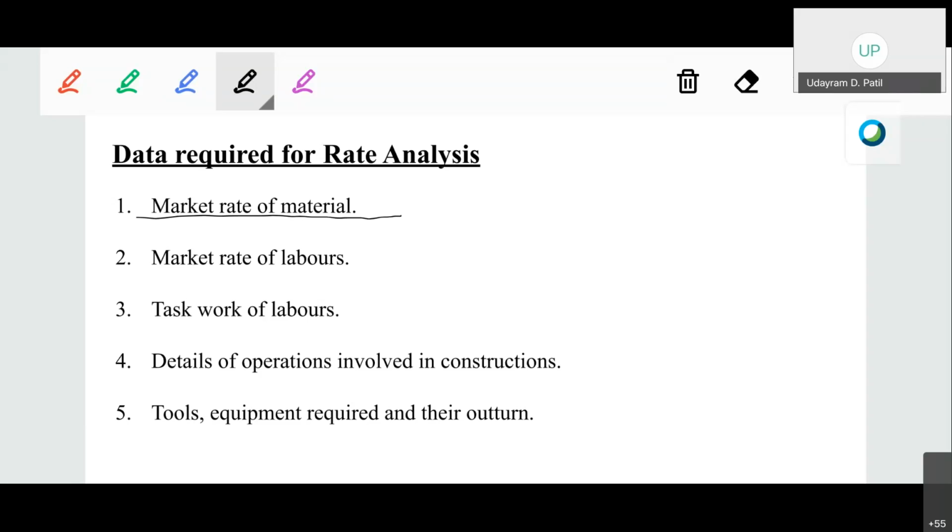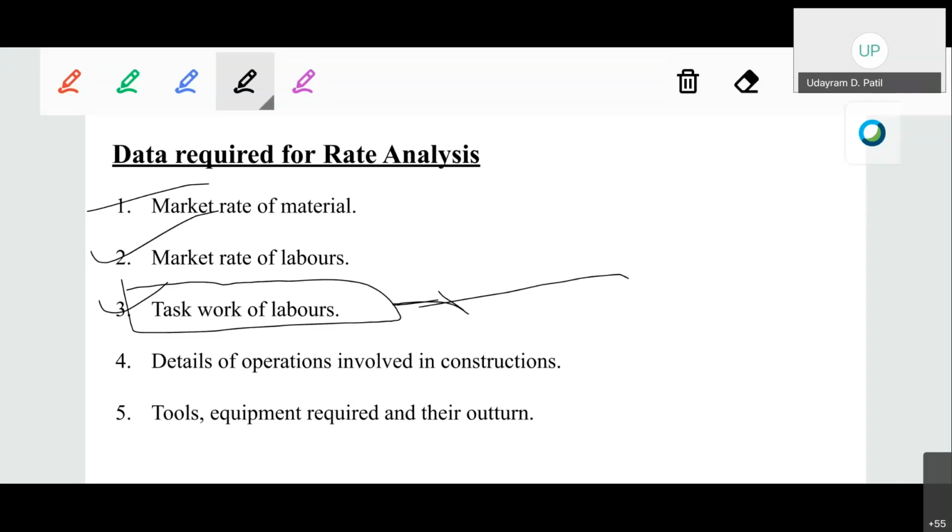Okay, so first data required for the rate analysis will be the market rate of the various materials. Second, the market rates of the labor. Third will be the task work of the labor. Okay, task work म्हणजे काय हे आपण पुढे बघणार आहोत. Okay, task work means the amount of work to be done by the particular labor.